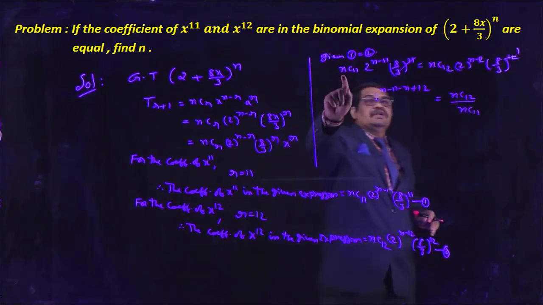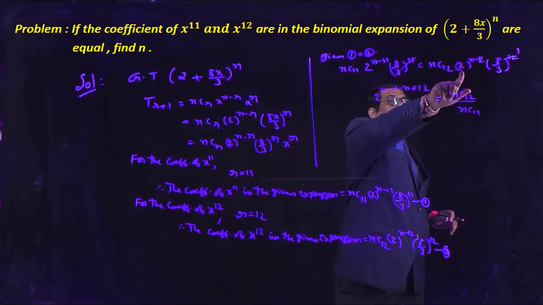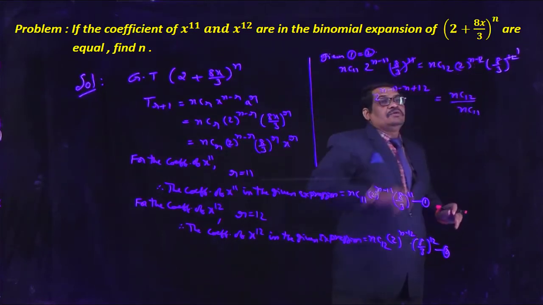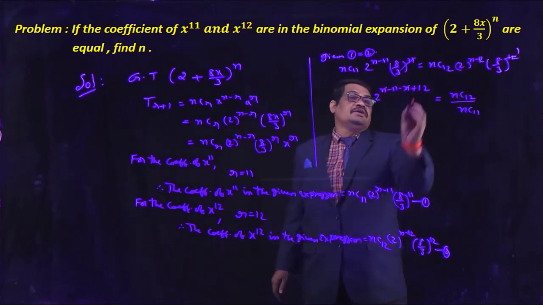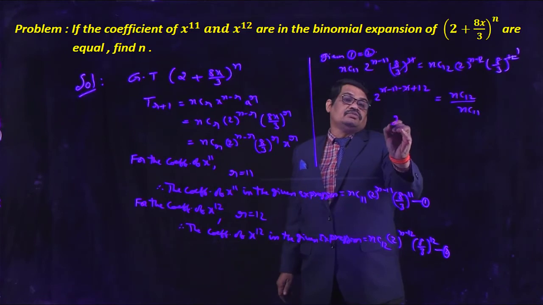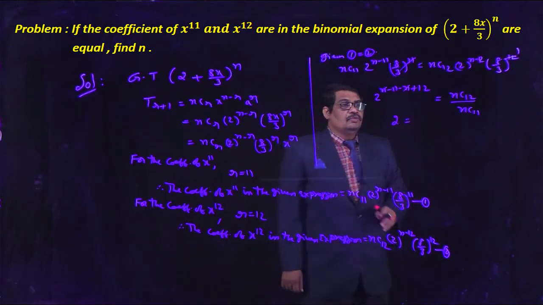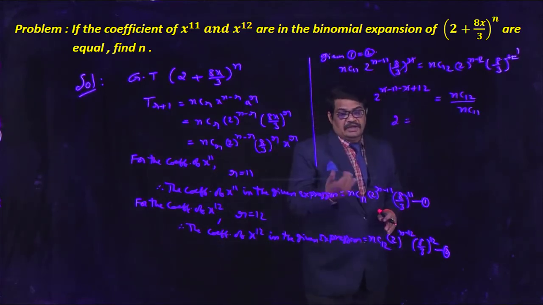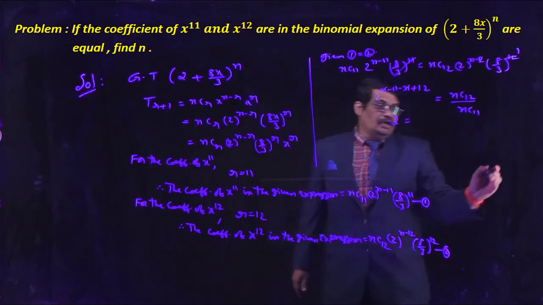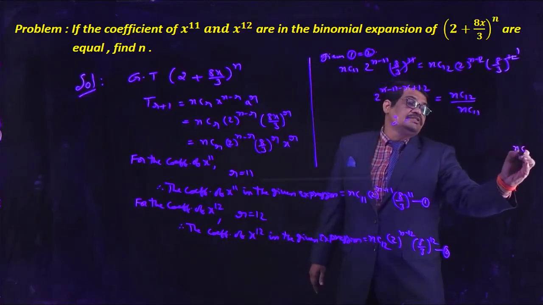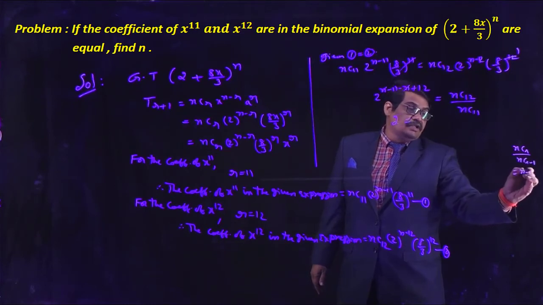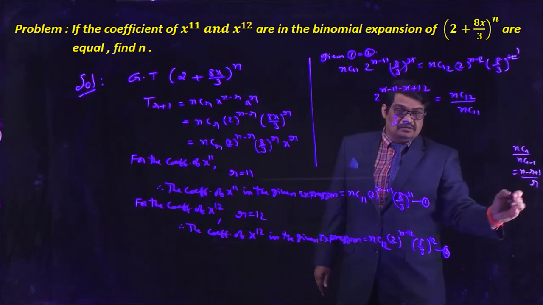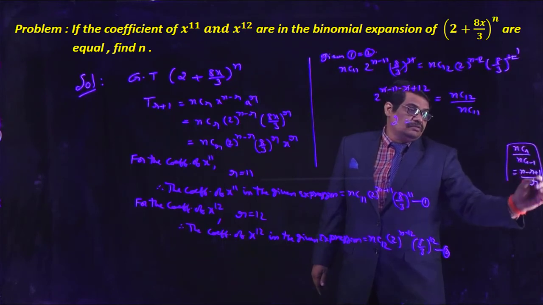Now this nC11 moving to this side, this 2^(n-12) moving to this side, here n will be cancelled. 12 minus 11, that is 2. So 2 is equal to nC12 by nC11. So what is the formula? nCr by nC(r-1) is (n - r + 1) by r. This is the known formula.